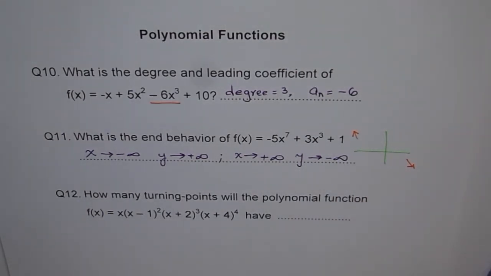Question 12. How many turning points will the polynomial function f of x equals to x times x minus 1 squared, x plus 2 cubed, x plus 4 to the power of 4 have? There could be any polynomial here in the factored form for you in the test. Idea here is to teach you how to do any such factored form polynomial and find its turning points. Okay. One solution is you can sketch the polynomial. Perfect. Once you sketch it, you can see and count correctly the number of turning points. That is one solution, right?